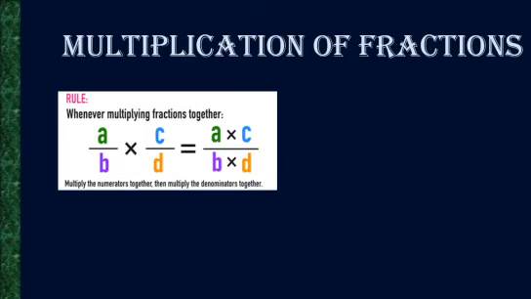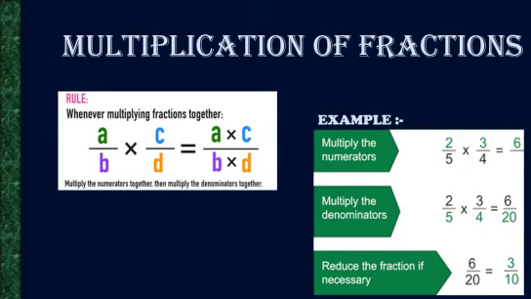Multiplication of fractions. The rule is whenever we are multiplying, first we have to multiply numerator with numerator and denominator with denominator. Example, here the numerators are 2 and 3. So in the first step we have to multiply the numerators. In the second step we have to multiply the denominators, that is 5 into 4. And in the third step we get the answer by reducing the fraction.